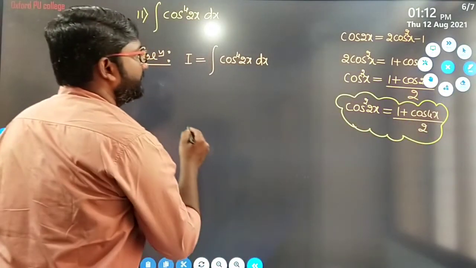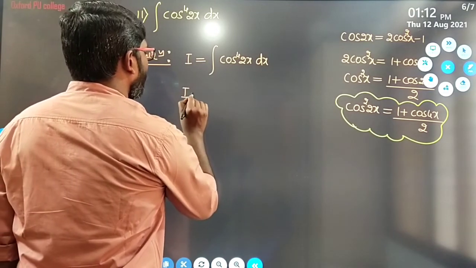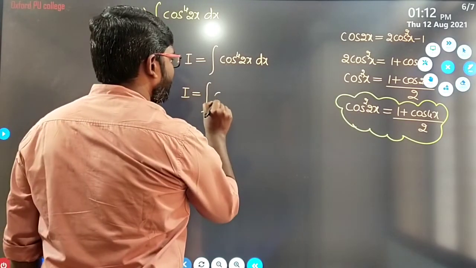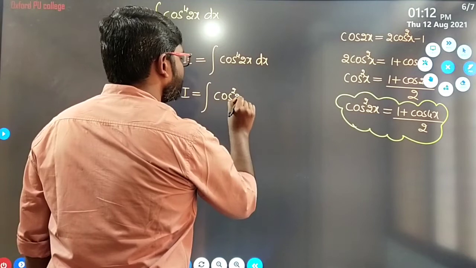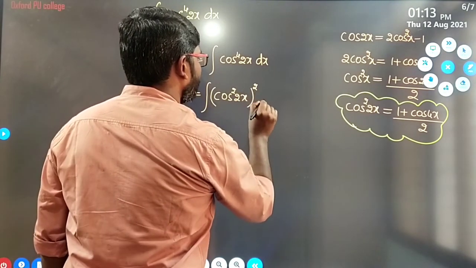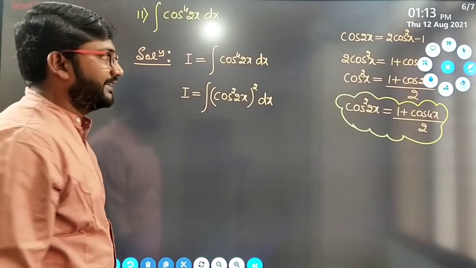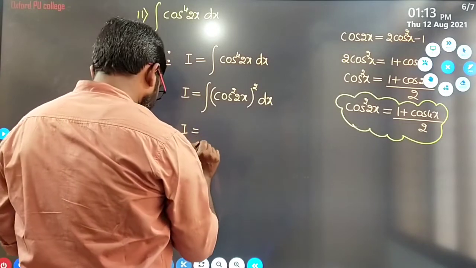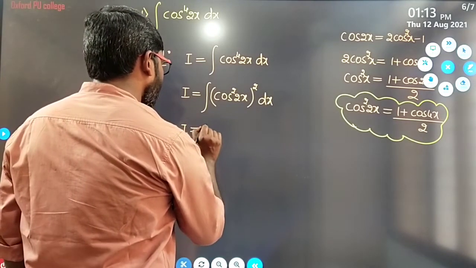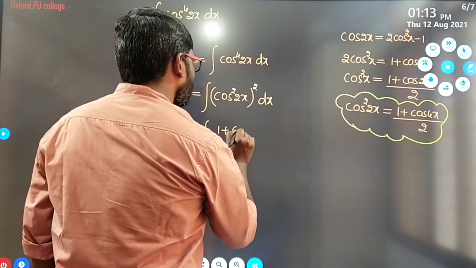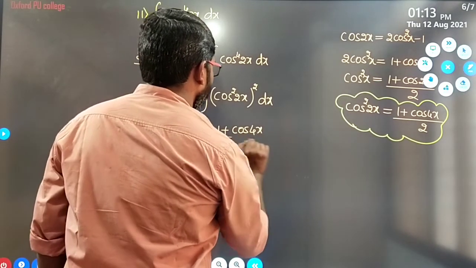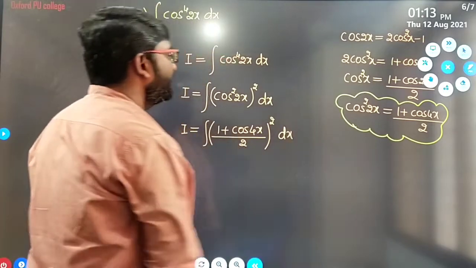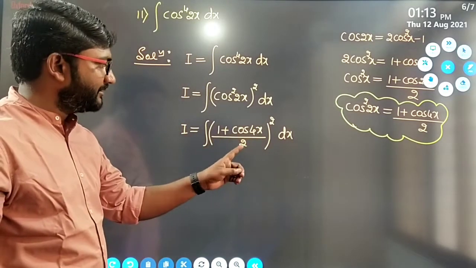Now rewrite the given integral I, which is equal to integral cos square 2x the whole square dx. What is cos square 2x? It is 1 plus cos 4x by 2. So I is equal to integral of 1 plus cos 4x by 2 the whole square dx. Here the square applies to the numerator as well as to the denominator.